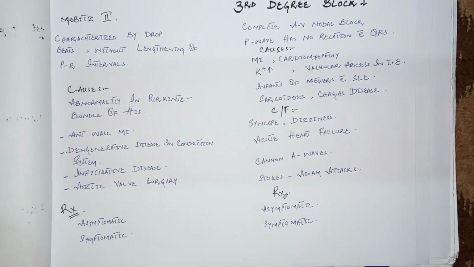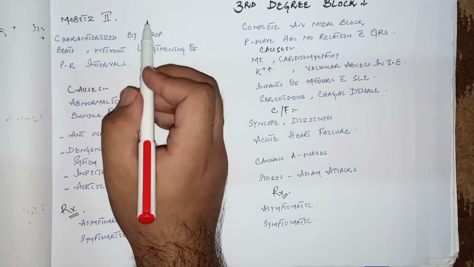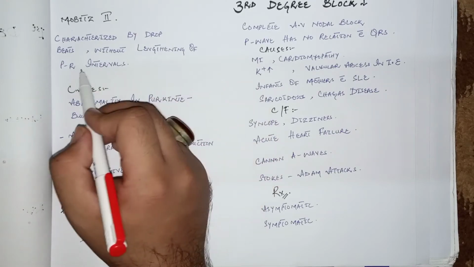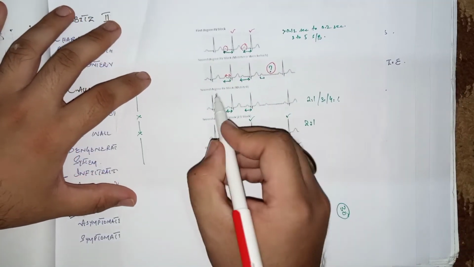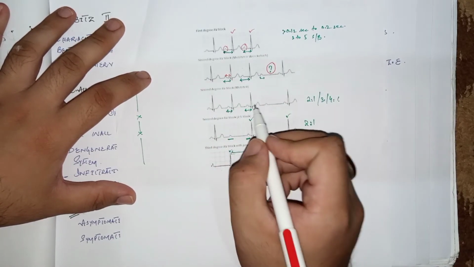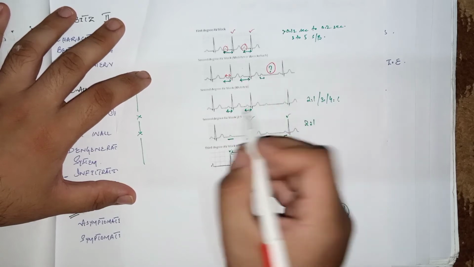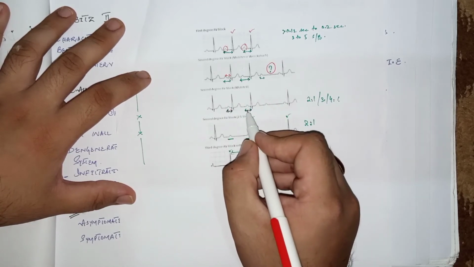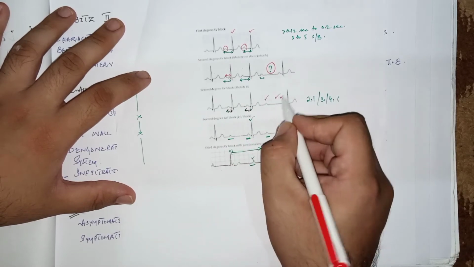Now come to Mobitz type 2 second degree AV nodal block. It is characterized by dropped beats without lengthening of the PR interval. As you can see in this ECG, second degree Mobitz type 2 block, there is no progressive lengthening, unlike type 1 Mobitz. As you can see here, there is constant length of the PR interval and there are dropped beats.